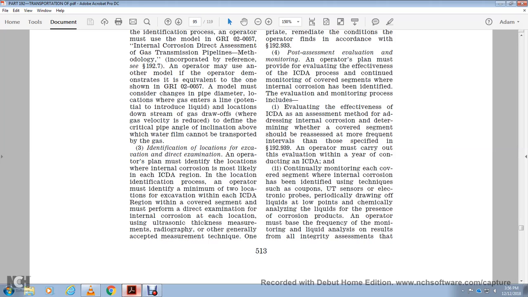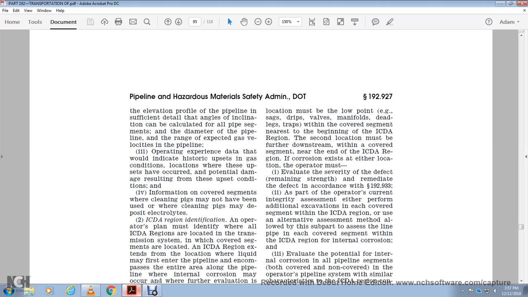Identification of locations for excavation and direct examination. The operator must plan to identify the locations of internal corrosion most likely to exist in each ICDA region. The operator must identify a minimum of two locations for excavation within each ICDA region within the covered segment, and must perform direct examination for internal corrosion in each of the locations using ultrasonic thickness measurement, radiography, or other generally accepted measurement techniques. One of the locations must be at the low point.